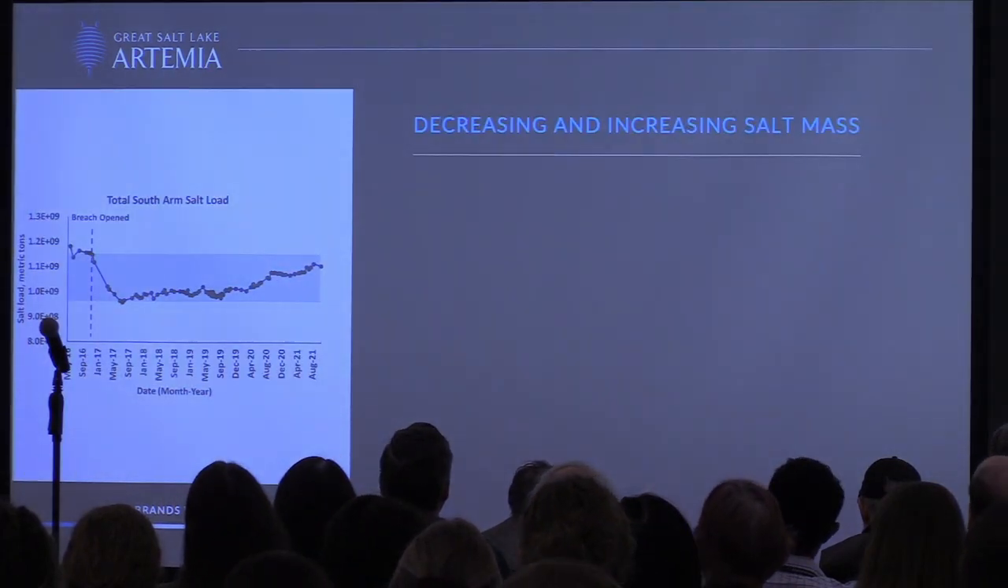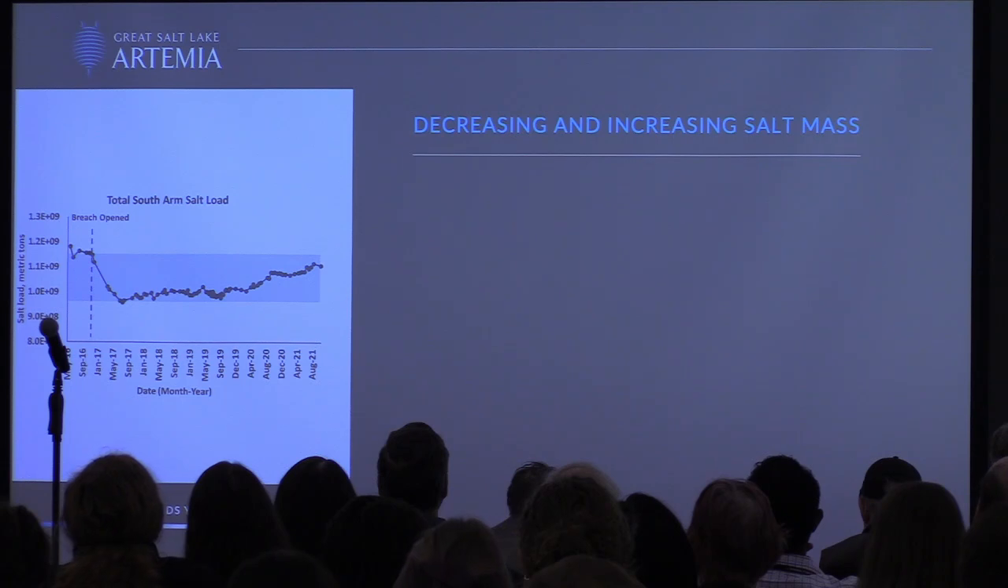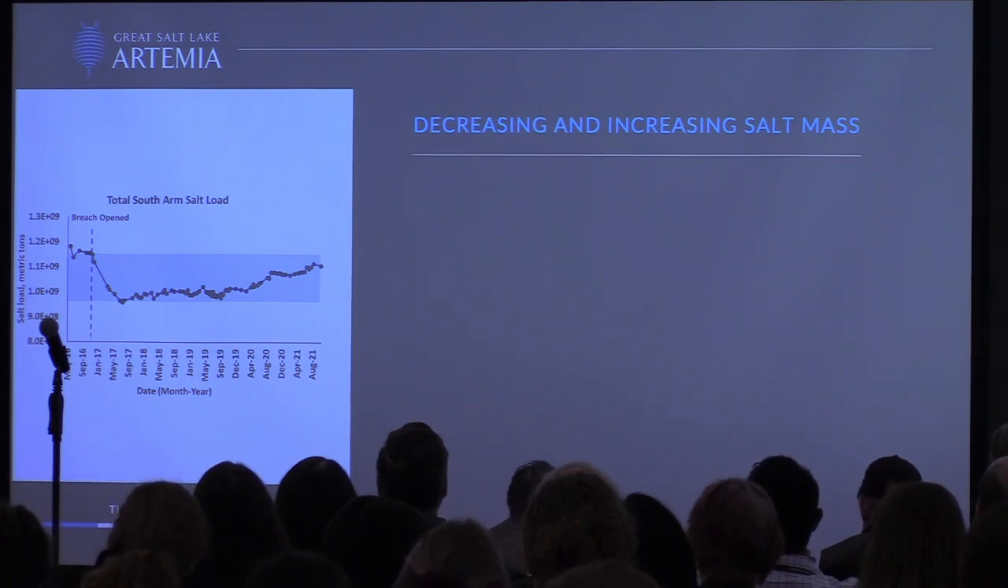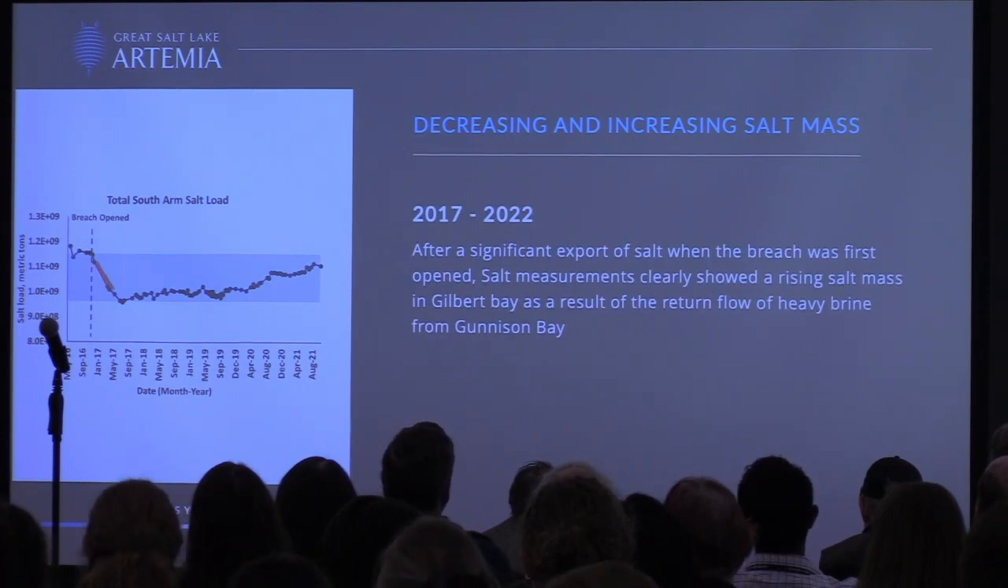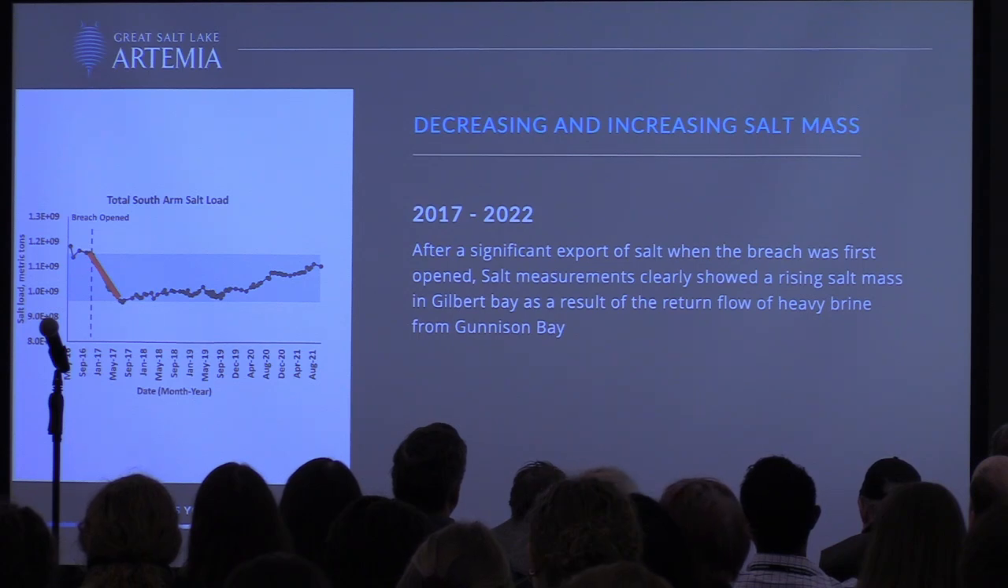Going to the next slide, what this graph is showing you is based on our salinity measurements, we were able to at least get an estimate of the total salt mass in Gilbert Bay, in the south arm of the Great Salt Lake. And you can see after the opening of the breach, at first we see a huge reduction in that salt mass. And that's because there was a big head difference between north and south. We export a lot of water to the north arm, and with that water came a lot of salt, or a lot of salt was exported to the north.